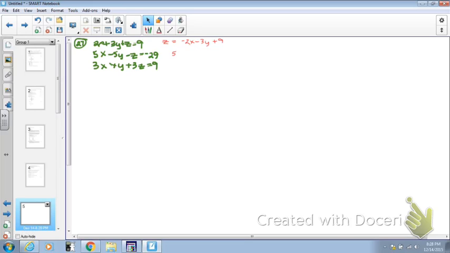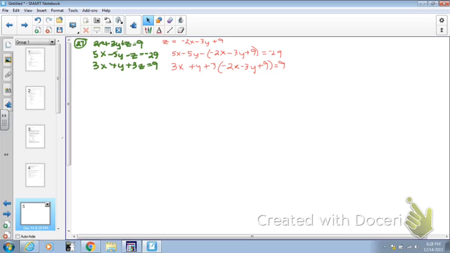So I would have 5x minus 5y minus z, which is negative 2x minus 3y plus 9, equals negative 29. And for the second equation, 3x plus y plus 3 times z equals 9. And I need to simplify both of those equations.